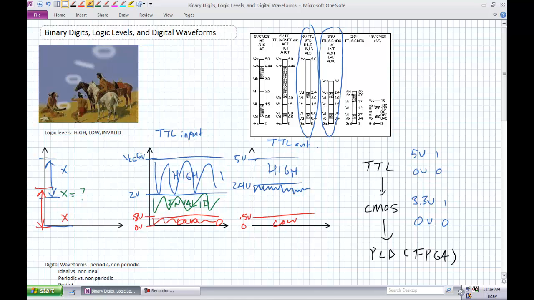So if this output is feeding that guy's input there, we're making sure we are well within this guy's range. So it's giving us that noise margin. There's a tinier noise margin right there.